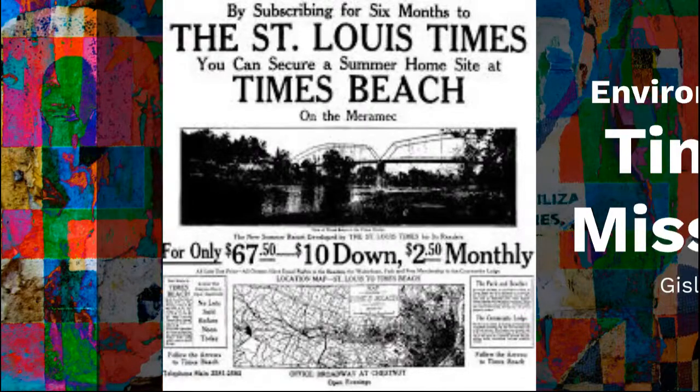In 1925, the St. Louis Times newspaper had an idea to make a tourist town, and they were offering a modest plot of land and a 6-month subscription to the newspaper for $67.50.